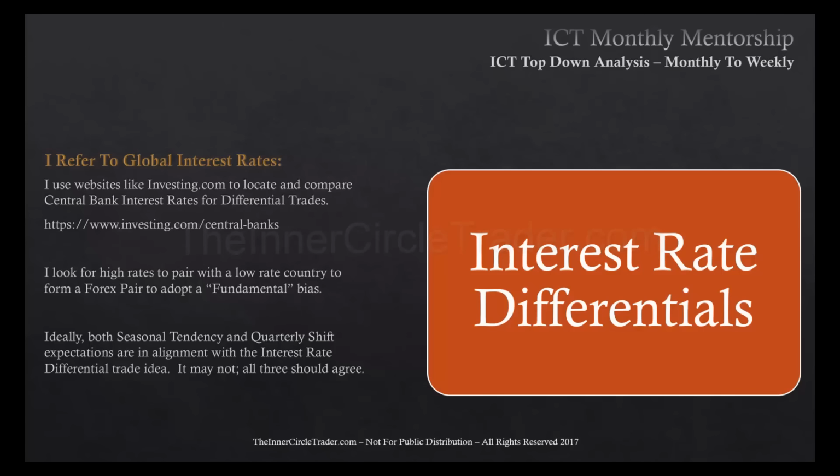So if we are looking at currencies across the global front, this website here gives you the current interest rate, and it also gives you the last time it changed and what the change was, how much of a change, and when the next change is anticipated, or when the next meeting, let's say it that way. And ideally, both seasonal tendencies and quarterly shift expectations are going to be in alignment with interest rate differential trade ideas. It may not be like that, but ideally, all three should agree.